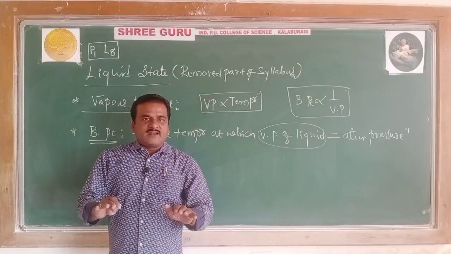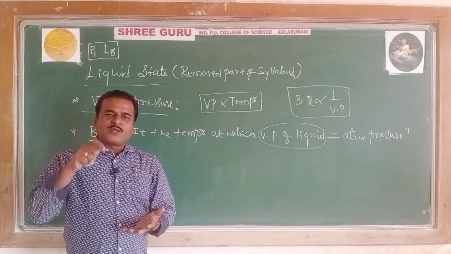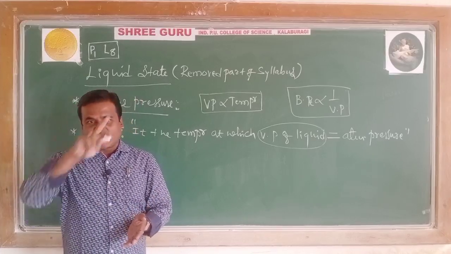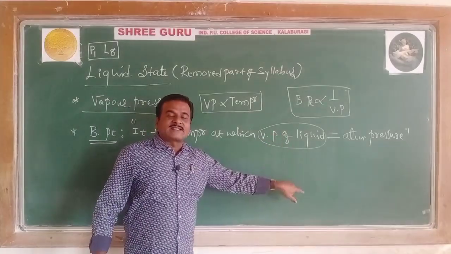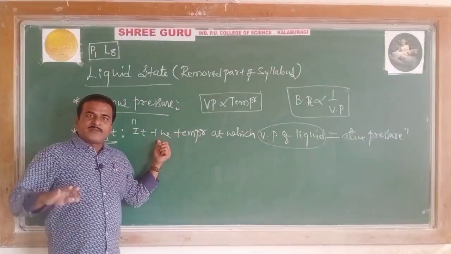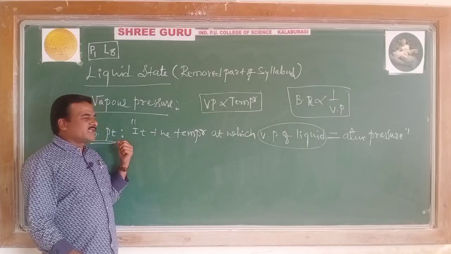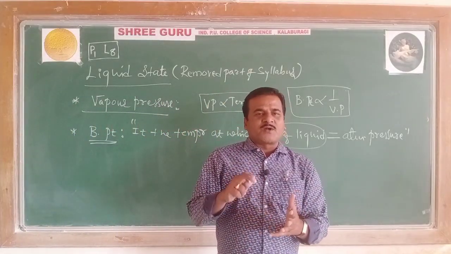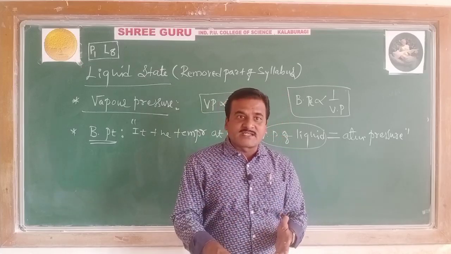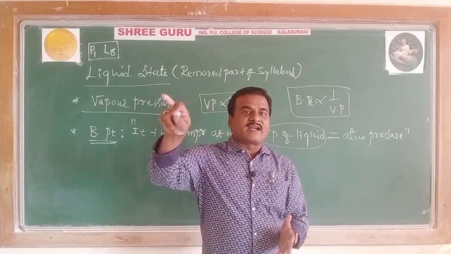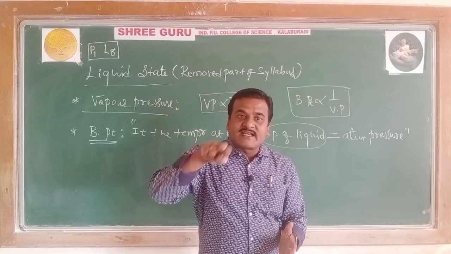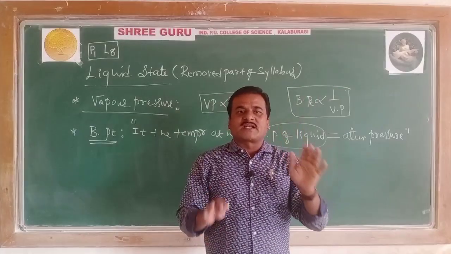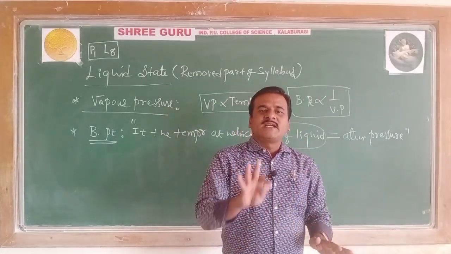See, not only water, when the vapor pressure of any liquid becomes equal to the atmospheric pressure, the surrounding pressure, then at that temperature the liquid begins to boil, and that temperature is called the boiling point of that liquid. As it is clear, the boiling point of water is 100 degrees Celsius. That means at 100 degrees Celsius, the vapor pressure of the water becomes equal to the atmospheric pressure. That is why water boils at 100 degrees.